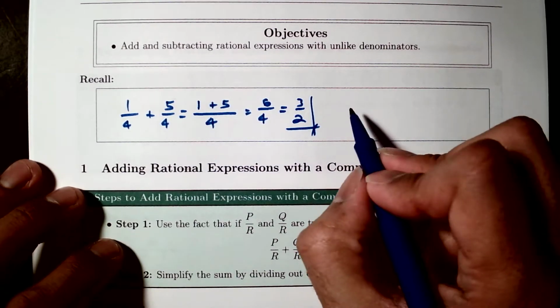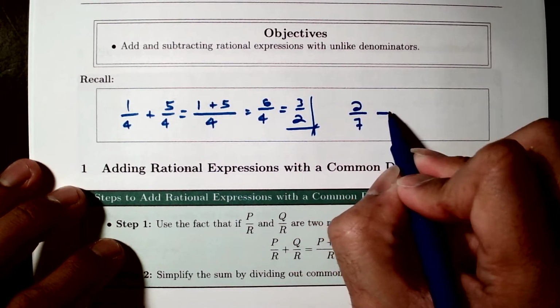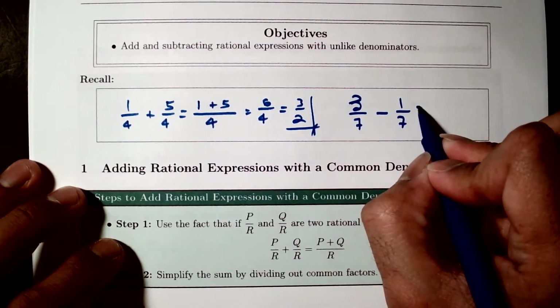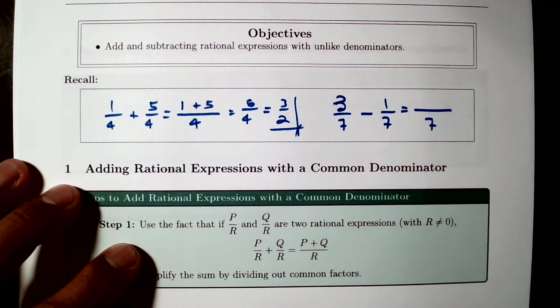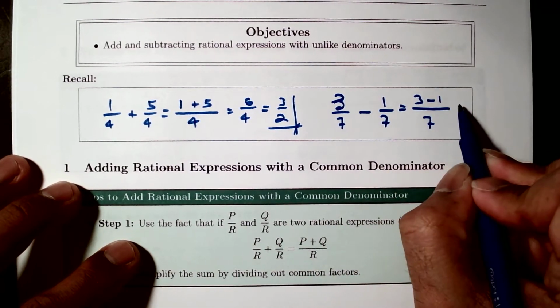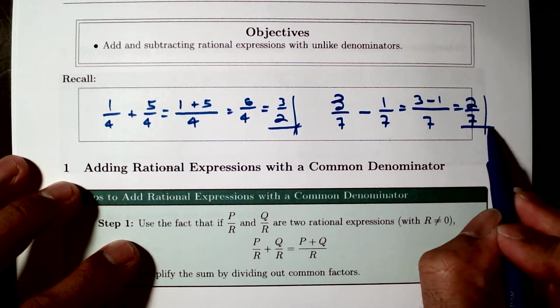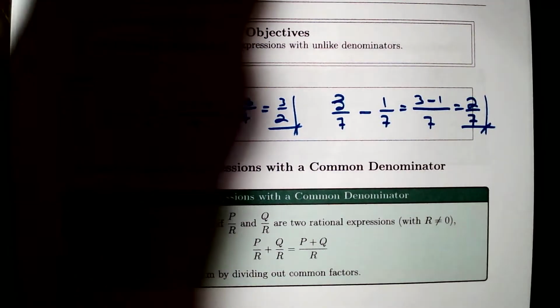Another example: let's put 3/7 minus 1/7. In this case, the denominator is the same. Just bring it down, and we are going to have 3 minus 1, which is 2/7. And this is the final answer. We cannot simplify this any further. So pretty much this is what we are going to be doing, but with algebraic expressions that depend on x or other variables.